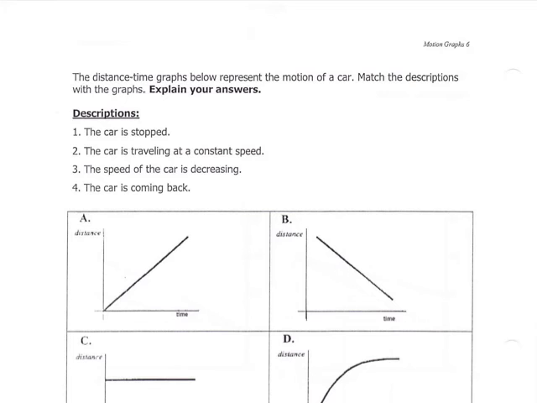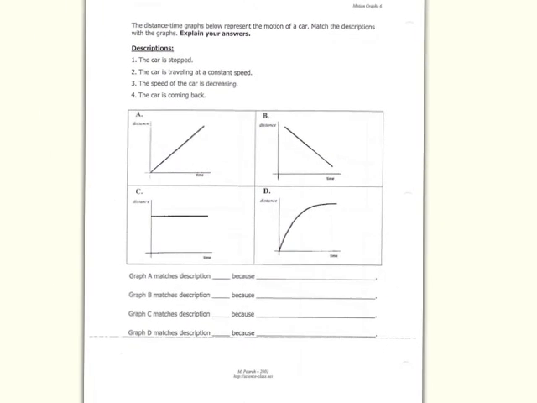So last set of practice related to distance time graphs. All right, so distance time graphs below represent the motion of a car. Match the descriptions with the graphs and explain your answers. So these questions, granted, I won't have you do the explanation part, but these questions will be showing up on your online assignment. Okay? So reference this when it starts asking for them.